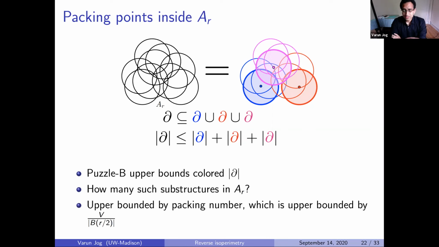I didn't really use any super complicated tools here. I just said the volume of the set is V, and this packing argument ensures that the blue point, the pink point, and the red point are all at least a distance r/2 from each other, because if not, they would be inside each other. So the total number of such points has to be at most the volume of the set divided by the volume of a ball of radius r/2. That gives me the bound.